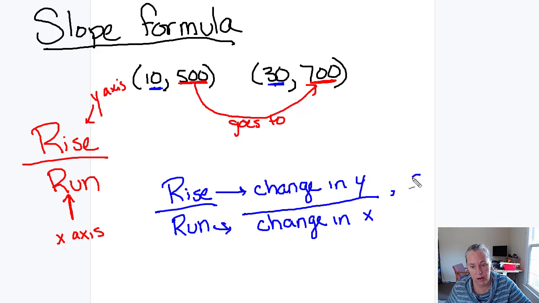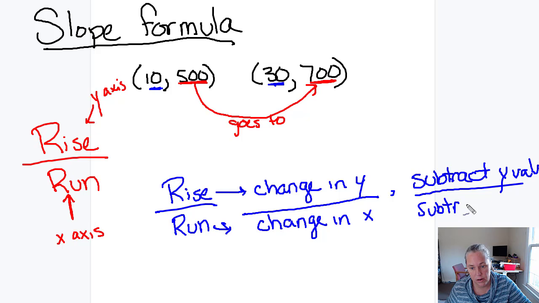Okay, and the way we measure change is subtraction. So you might even know that you subtract y values, and you subtract x values. I ran out of room there, so I'm going to erase. If you want this in your notes, you can have it. You don't have to have it. The next part is going to be your notes.